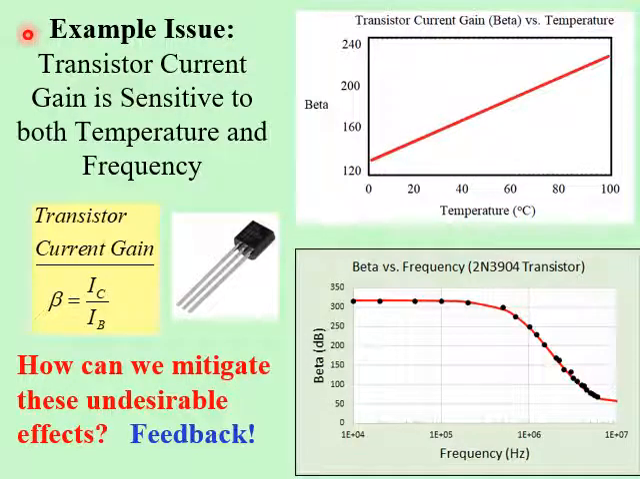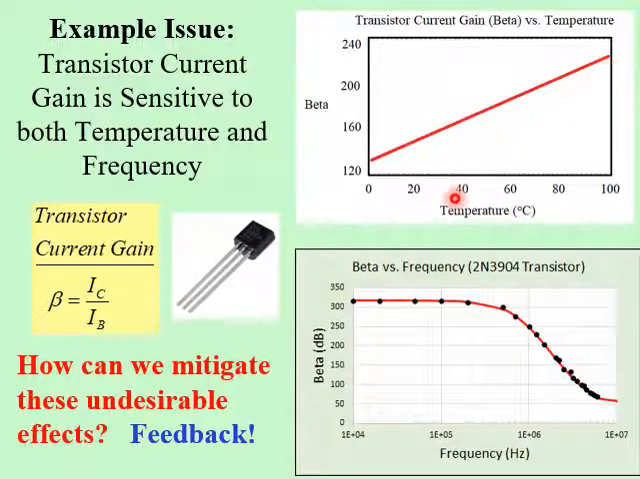Transistor current gain is sensitive to both temperature and frequency. So if you plot the current gain of a transistor, the basic figure of merit for a bipolar junction transistor is beta, and beta is defined as the collector current, which you can think of as the output current of the transistor, divided by the base current, which is the input current of the transistor. And this ratio is called beta, and beta has a sensitivity to temperature, which is shown in this graph here. Beta will generally increase with temperature.